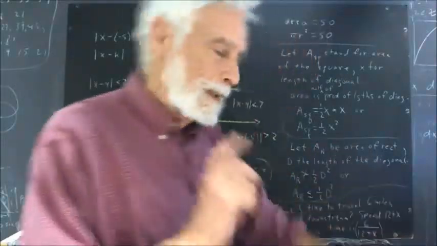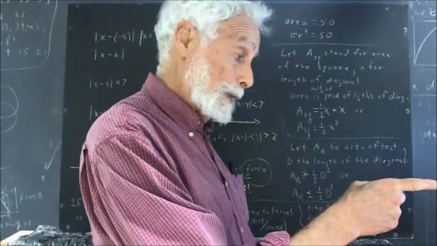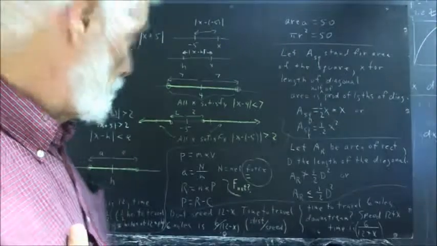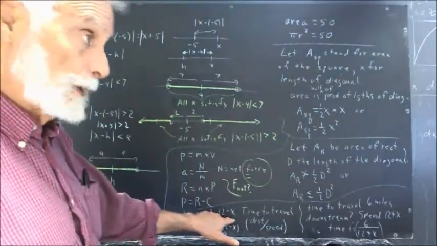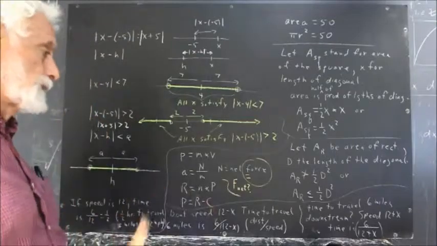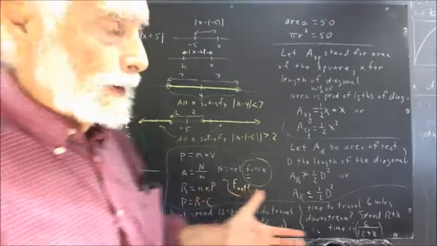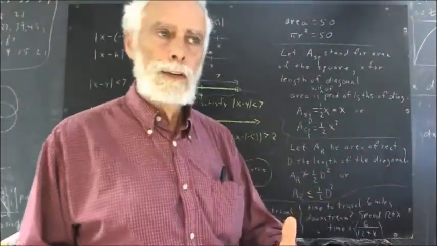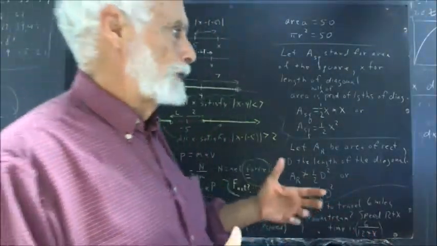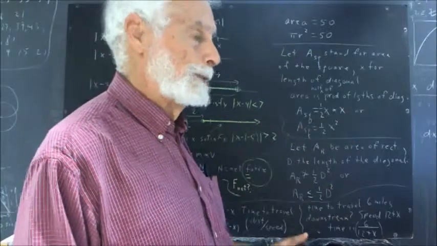Well, if it's moving 12 miles an hour this way and the current's pulling it back x miles an hour this way, it seems that the speed should be 12 minus x, and that's exactly what it is. Now, what's the expression for how long it takes this boat to travel 6 miles?